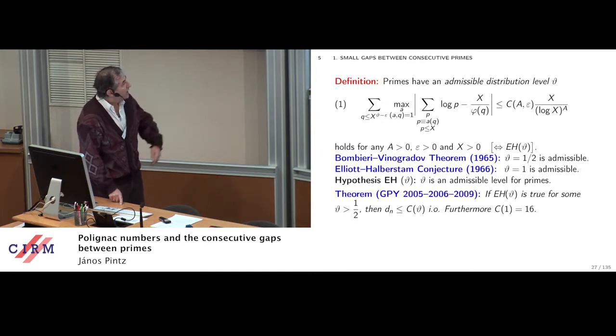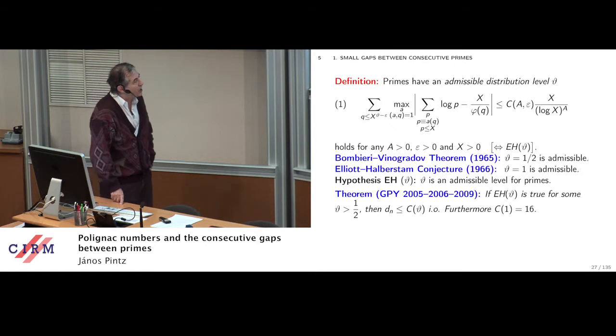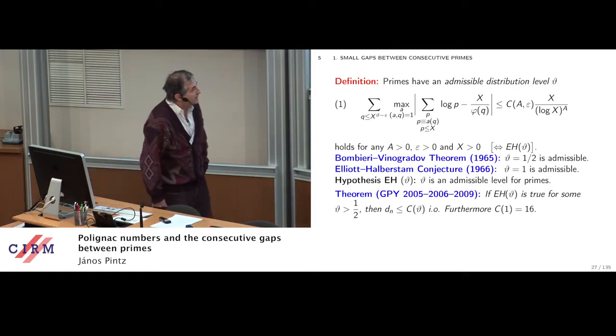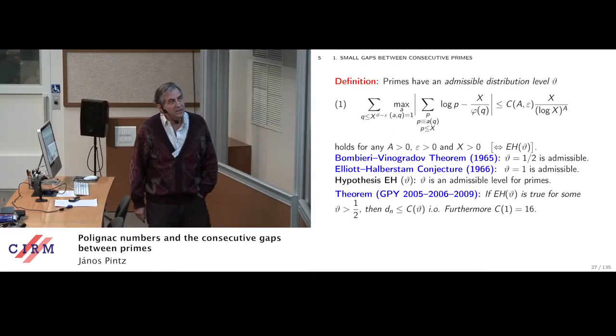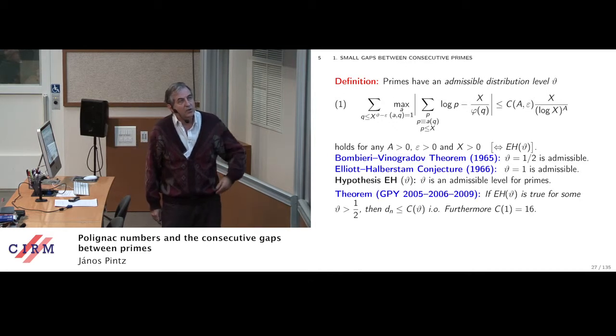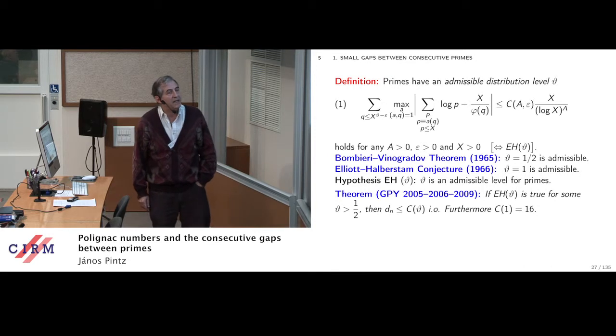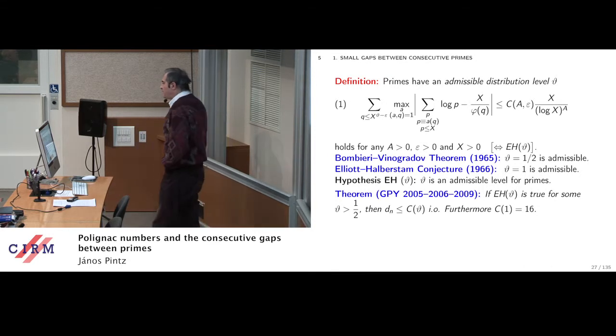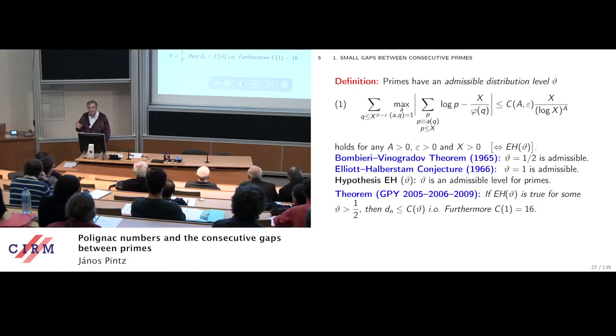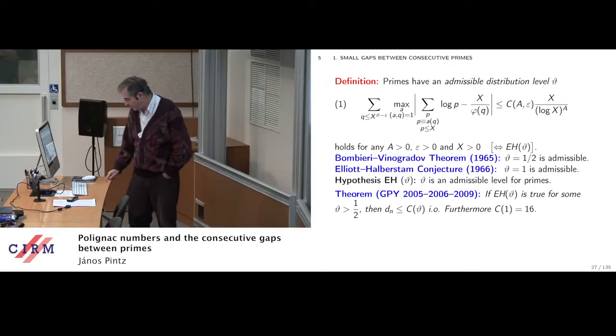And we succeeded in the same work to show that if EH theta holds, so that means if we can improve a little bit the Bombieri-Vinogradov theorem, then we get already bounded gaps between primes. In the optimal case, when theta is equal to 1, we will get C1 equal to 16.